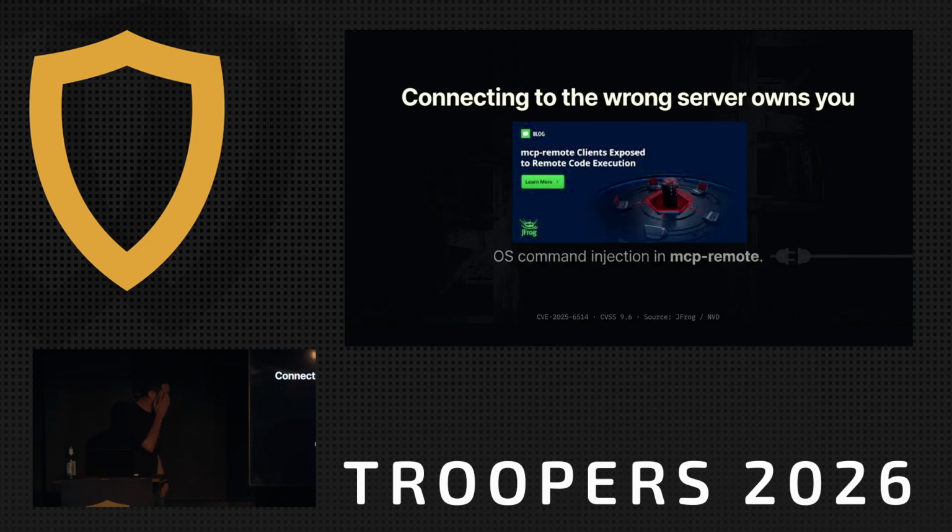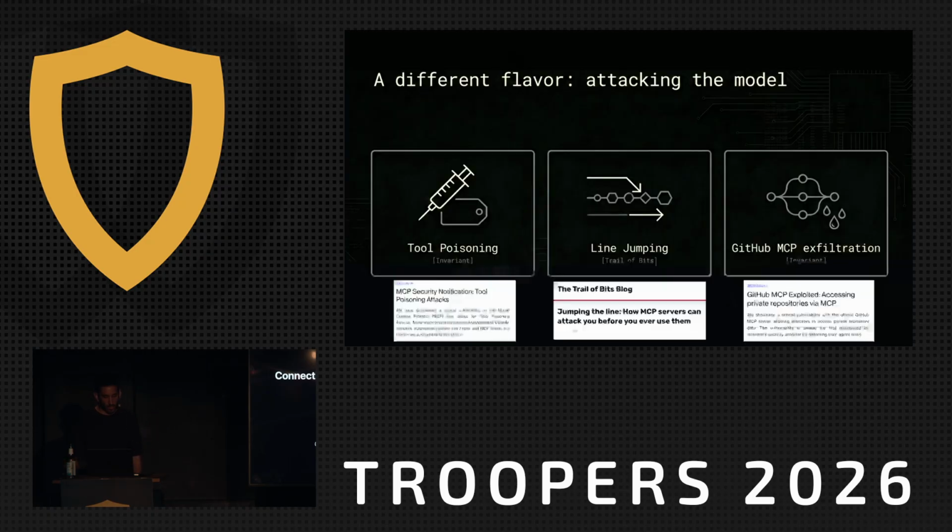This is another one from JFrog, also an Israeli startup, but maybe I'm a bit biased, it just kind of came up in the research. So again, the same kind of thing. This one is MCP remote, basically an MCP server that allows you to interact with remote MCP servers. Another 9.6 CVSS vulnerability, and again, allowing basically to take over the host that runs the MCP.